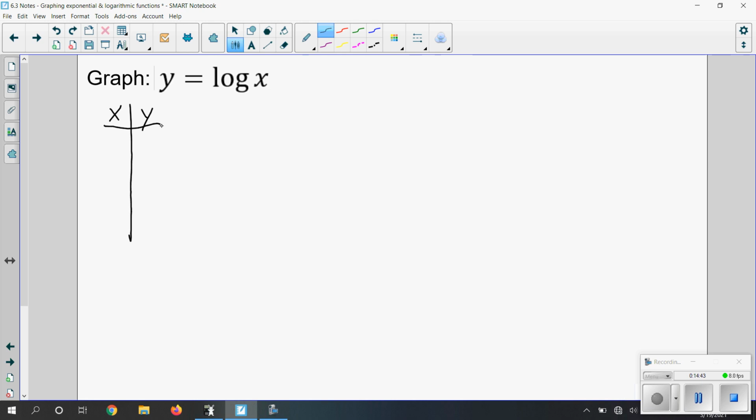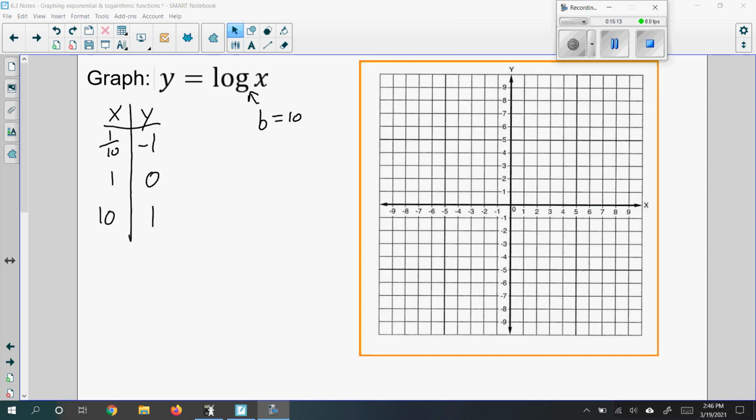Since the log is the inverse of the exponential, -1, 0, and 1 are going to be our y values. To find the x values, we will evaluate the base, which again is 10, at each of these corresponding y values. So 10 to the power -1 is 1/10, 10 to the power 0 is 1, and 10 to the power 1 is 10.